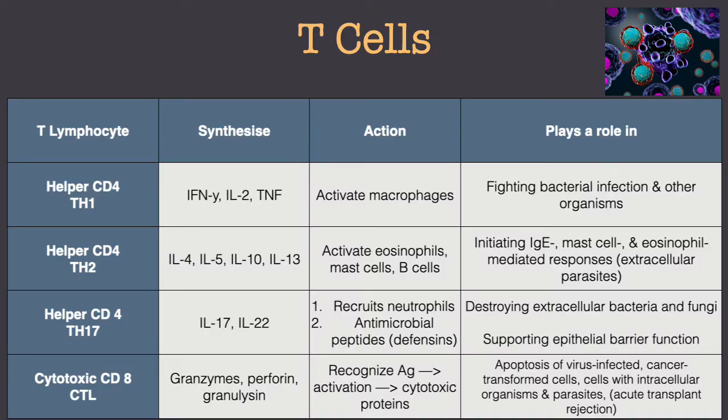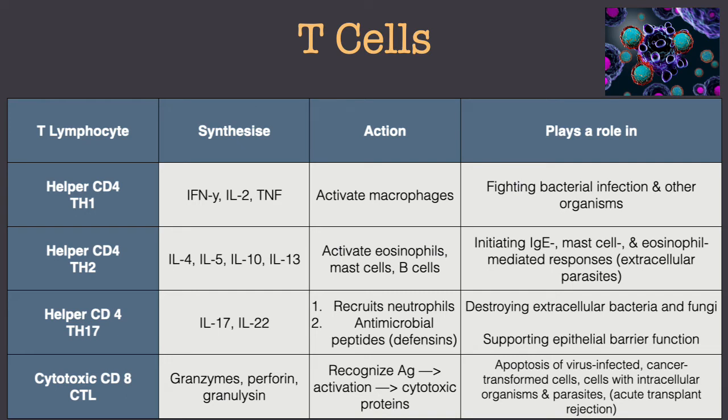We now move on to the effector cells of the immune system. T cells account for up to 80% of circulating lymphocytes and are responsible for cellular immunity. This table summarizes the actions and roles of different T lymphocytes. Helper T cells express CD4 markers and are designated Th1 cells.